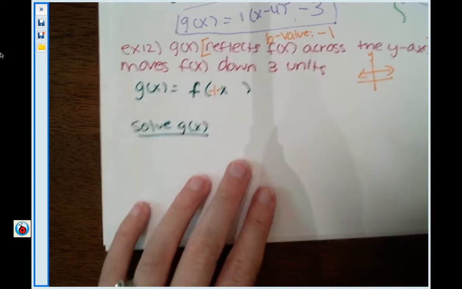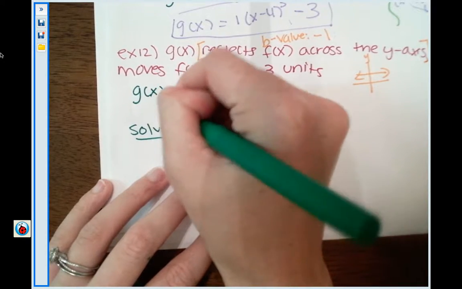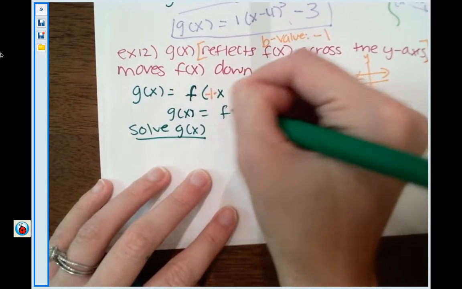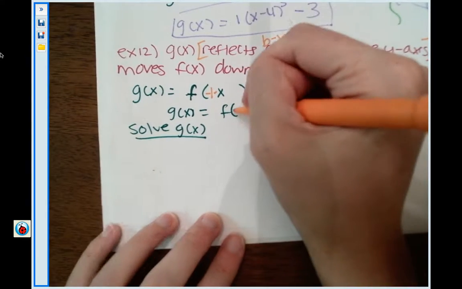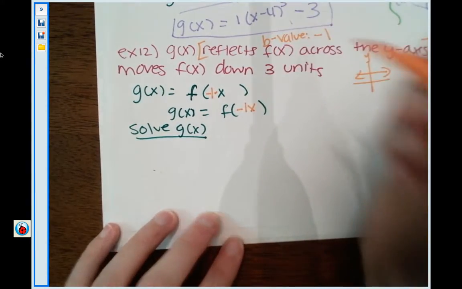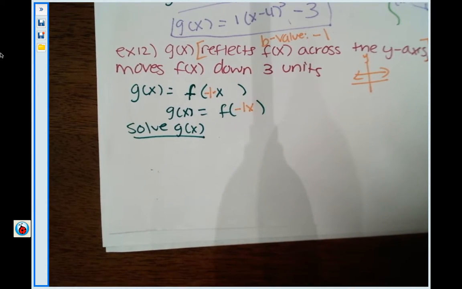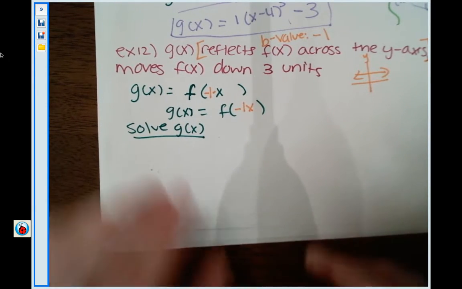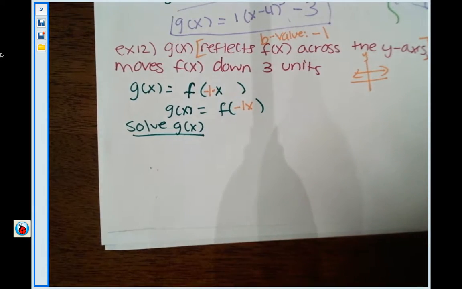So I could write it like that, or I could write g of x equals f of -x, either way. You could write it as negative 1 times x, negative x, or negative 1x, either way.